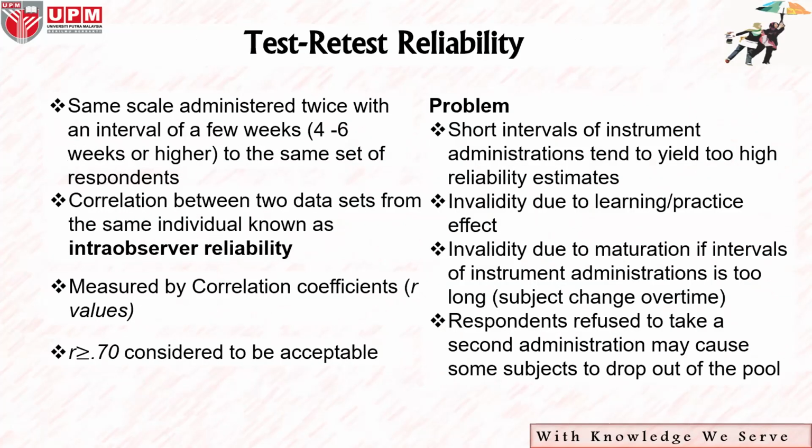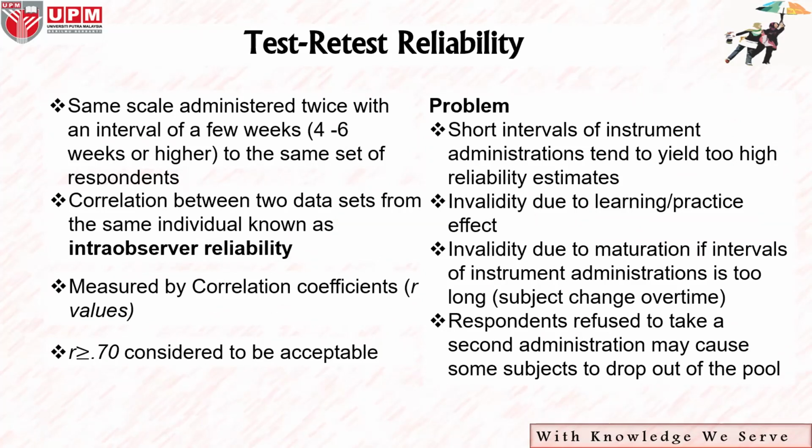Okay, so there are 3 types to measure reliability. Okay, test retest reliability, alternate form reliability, and internal consistency reliability. Okay, so first one, test retest reliability ni, we use same scale administered twice with an interval of a few weeks. Similar instrument, similar scale, but we administer twice with an interval period of 4 to 6 weeks, to the same set of respondents. We use similar instrument, similar respondent. We test twice with interval between 4 to 6 weeks.